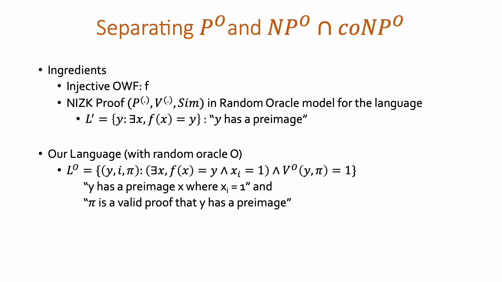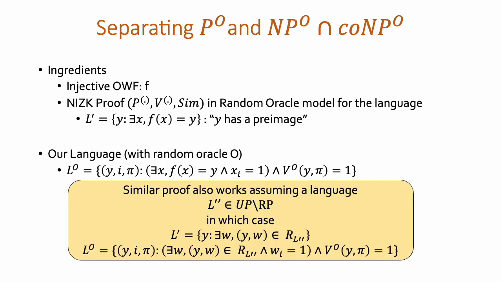Notice that if we remove the NIZK verification and the proof pi from our language, then this indeed looks like a promise problem where we are given a guarantee that y must have a pre-image corresponding to the injective one-way function. So we bridge this gap and remove the promise nature of this problem by appending the proof pi into the statement itself. In fact, we can even get rid of the injective one-way function and a construction would still work completely fine by simply assuming a language L double prime in UP set minus RP.